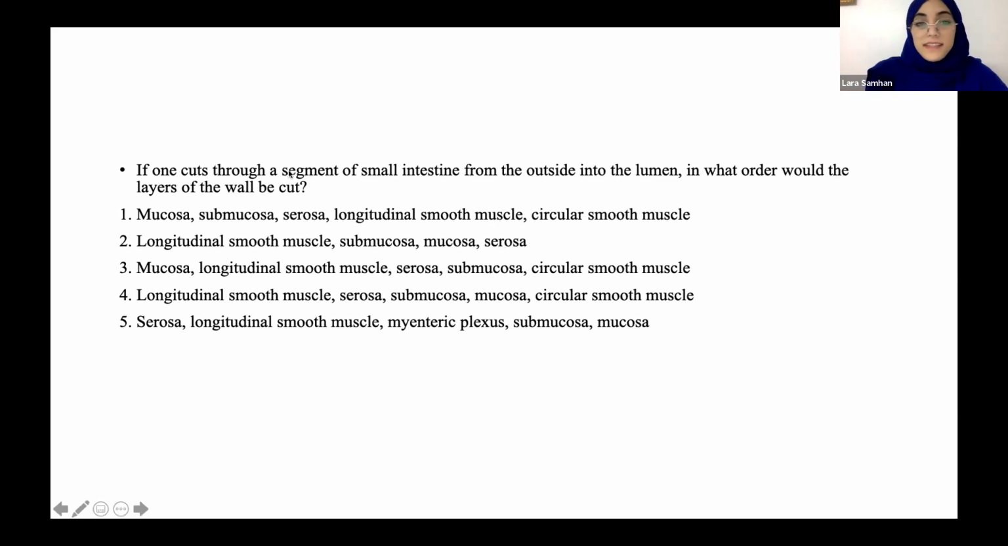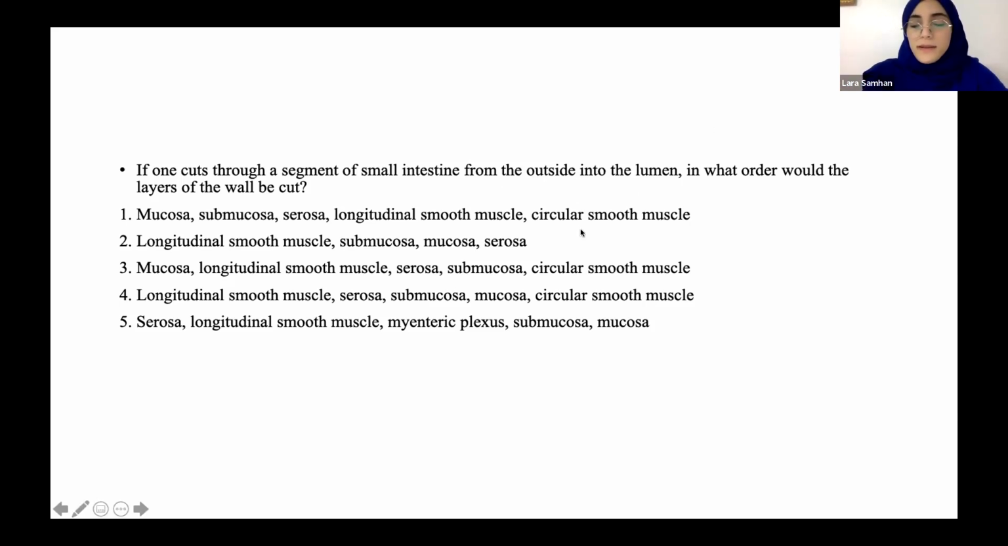Exactly. So basically this question says if one cuts through a segment of a small intestine. So now we're taking a cross section of the small intestine, not the large intestine, not the stomach. We're talking about the small intestine from outside into the lumen. Also, it's important to be aware, is it from outside to inside or vice versa? Because sometimes the question changes, and even though you know the correct answer, sometimes you mix up whether it is outside to inside or inside to outside. So it's always better to be aware of what the order is. Is it out to in or in to out?